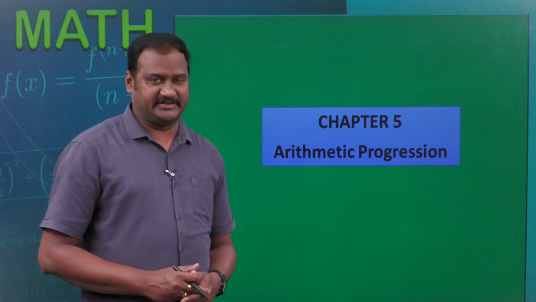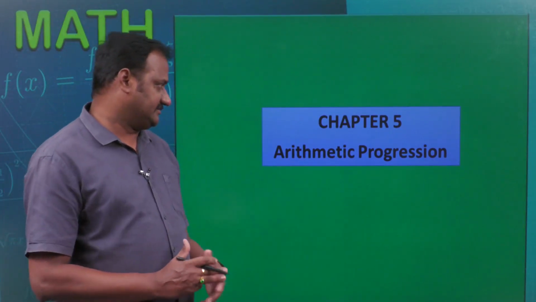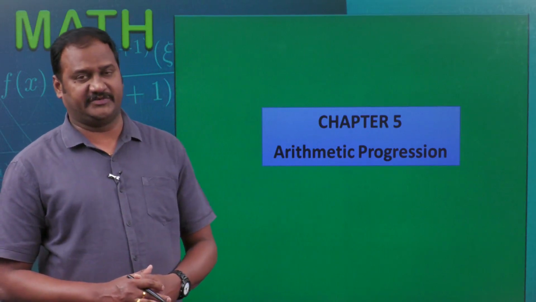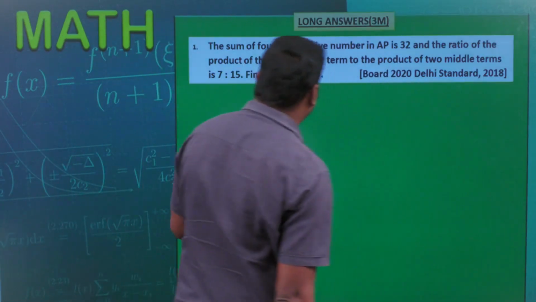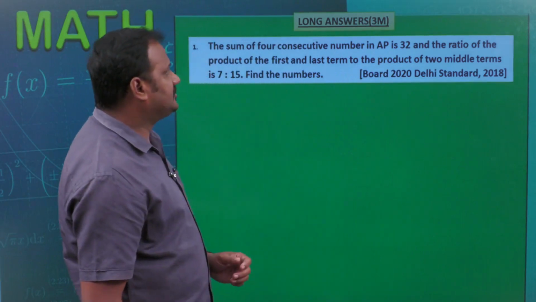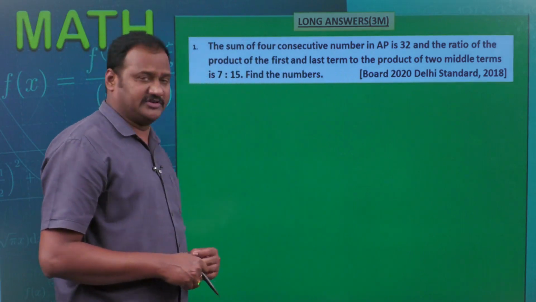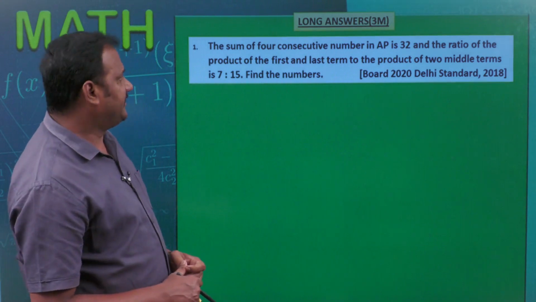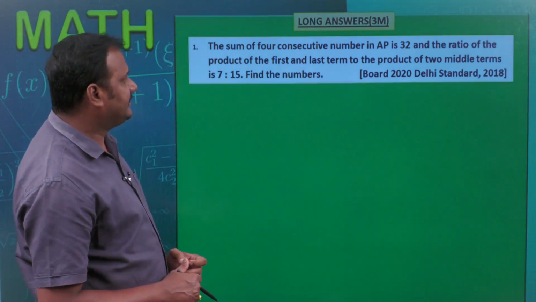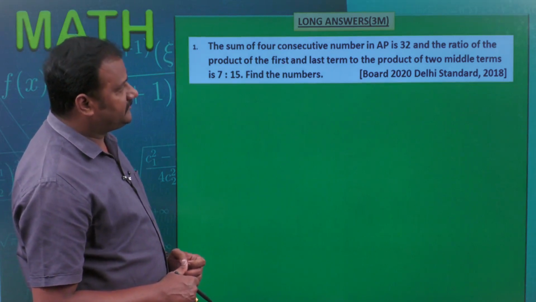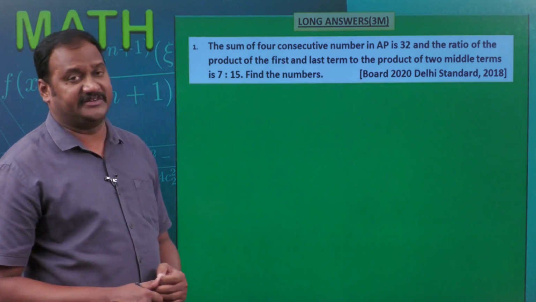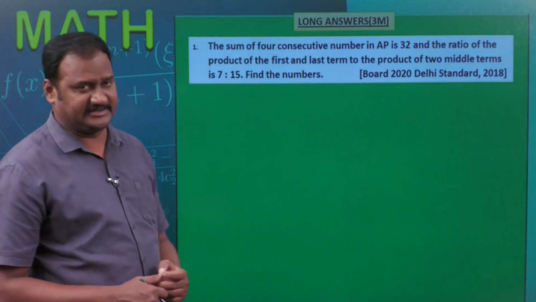Now in this module we are going to discuss long answer type problems. They are 3 marks in the arithmetic progressions chapter, which were given frequently in board examinations. The very first problem here: the sum of 4 consecutive numbers in an arithmetic progression is 32 and the ratio of the product of the first and the last term to the product of the two middle terms is 7 is to 15. Then find the numbers.